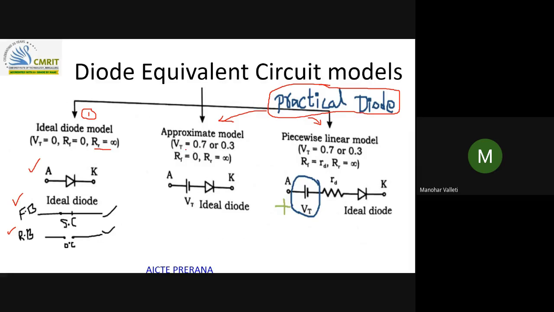And in the approximate model, the cut-in voltage is 0.7 or 0.3: 0.7 for silicon and 0.3 for germanium, and RF is 0 and RR is infinite. So the corresponding equivalent circuit will look like this. Only thing is, if you try to extend here, the cut-in voltage will always come like this, whereas the reverse biased approximate model equivalent will obviously be an open circuit only.